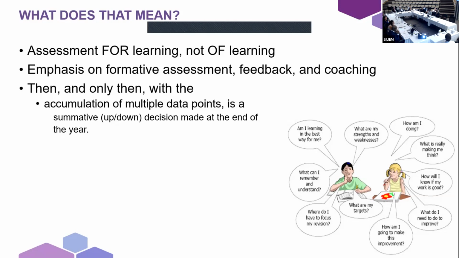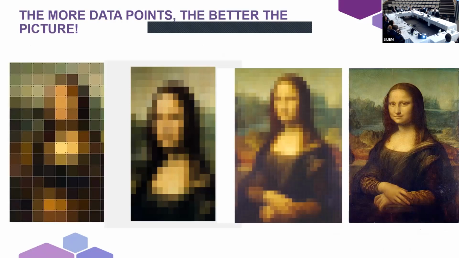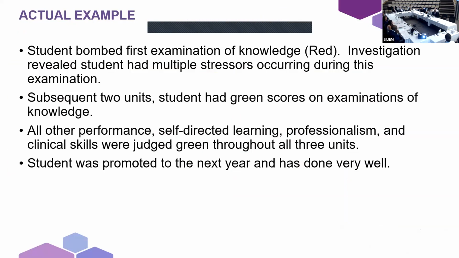So we're accumulating multiple data points. In each unit, we have at least 20 data points, including the multiple choice exam that we're looking at for each student and their progress. Next slide. So it looks like this. Rather than one exam, one summative score, we're gathering many points. Lots of pixels make for a better picture. So we don't actually decide on a summative evaluation of the student until we've seen the student's performance across an entire academic year. So here's an actual example.